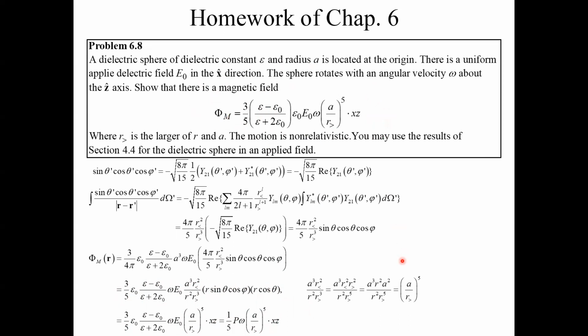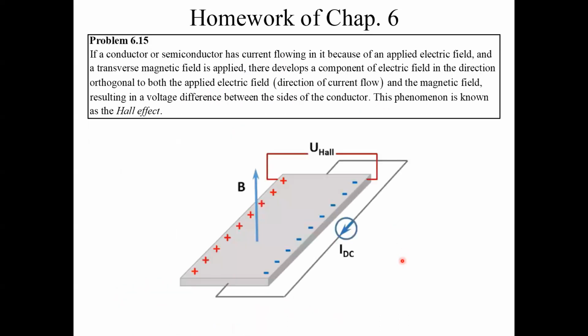And next, problem 15. If a conductor or semiconductor has current flowing in it because of an applied electric field and a transverse magnetic field is applied, there develops a component of electric field in the direction orthogonal to both the applied electric field and the magnetic field, resulting in a voltage difference between the sides of the conductor. This phenomenon is known as the Hall effect.